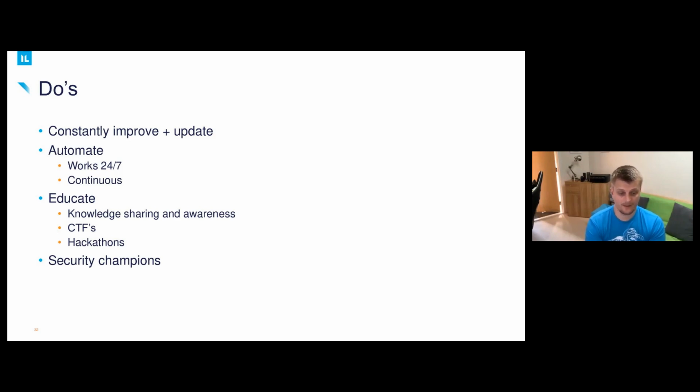Security champions are a group of people that are passionate about security, not necessarily full-time security people, but they help also bridge that gap between the security and the development or QA or ops teams. They help encourage security throughout the application teams and act as liaisons with security teams. So that can help break down some of those barriers.